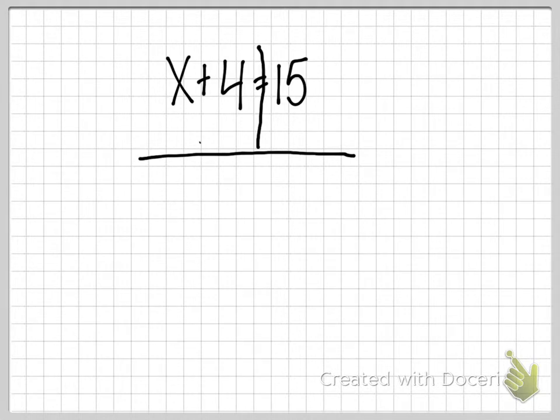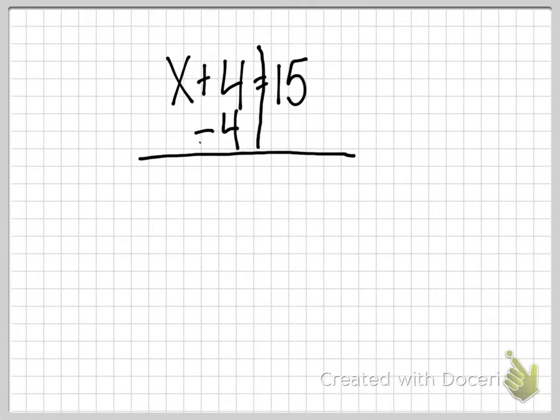So what we first need to think about is what is happening to that x. We are adding 4 to that x. And if you remember from the video, in order to get that x by itself, which is what we're trying to do, we need to do the opposite of whatever is being done to that x right now. So if we're adding 4, we need to think about what the opposite of adding 4 is. And the opposite of adding 4 is going to be subtracting 4.